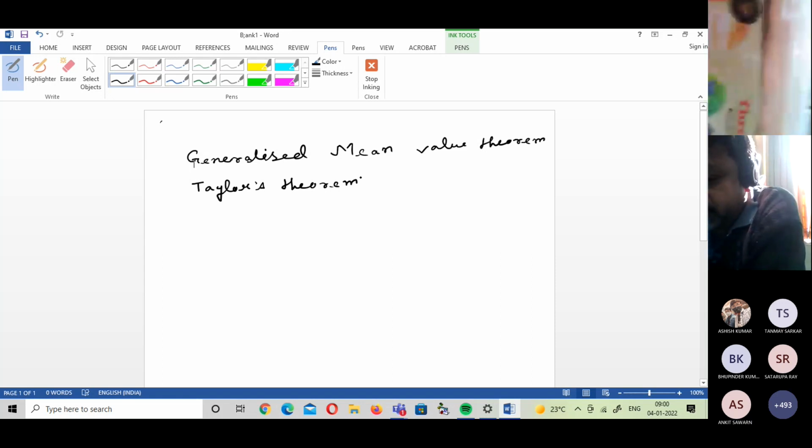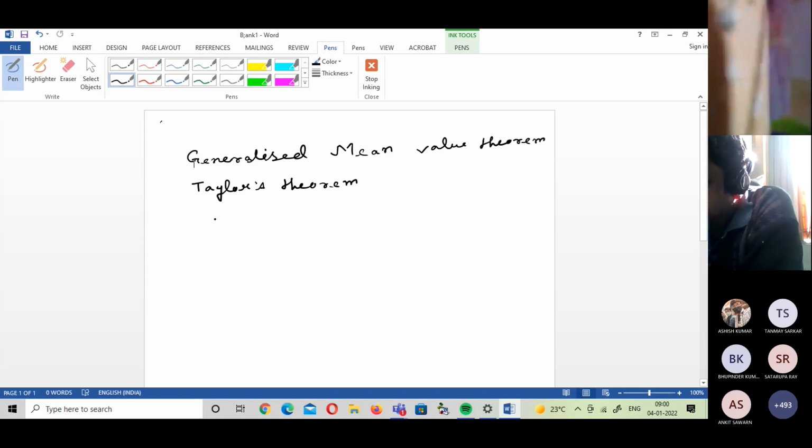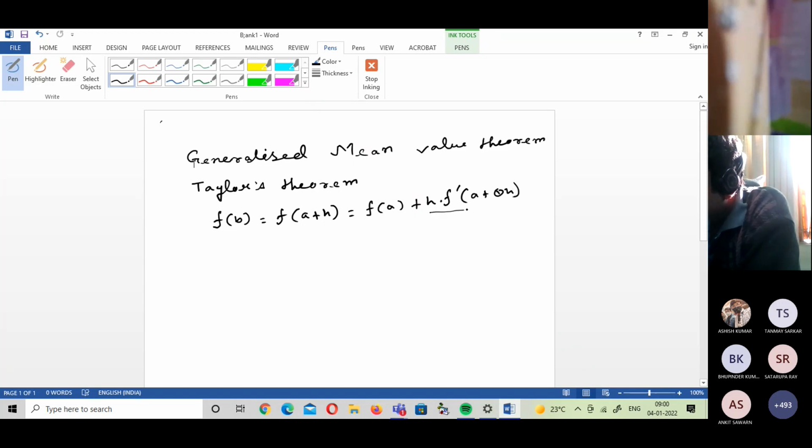Already in case of Lagrange's mean value theorem, we have seen that f of b, that is f of a plus h, equals f of a plus h into f dash a plus theta h. Means in the second term you have taken the remainder term or the error term. This remainder is the difference between the actual function f of x and the polynomial expansion of the function.